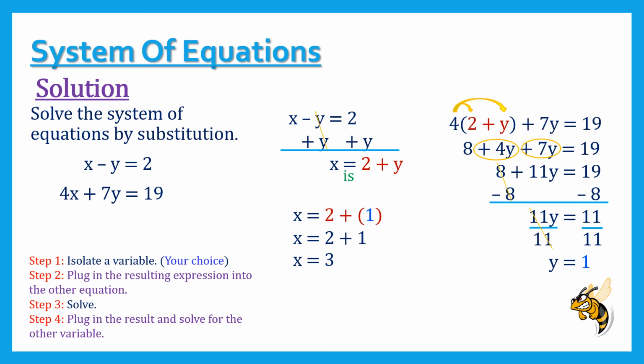Now that I have a value for x and a value for y, we need to check to make sure that it works on both equations. So 3 minus 1 is equal to 2, and that is true. And the second one would be 4 times 3 plus 7 times 1 is equal to 19. So that would be 12 plus 7 is equal to 19, and that is true. Remember, your answer is always written x first and then y second. So therefore, my answer is (3, 1).